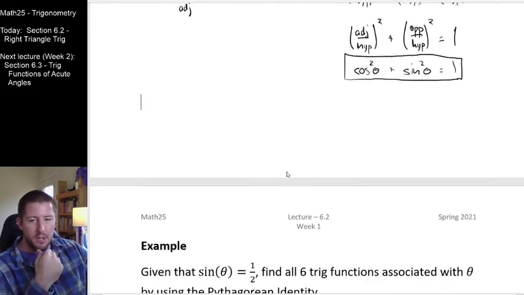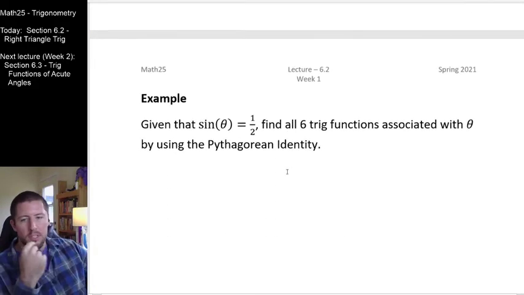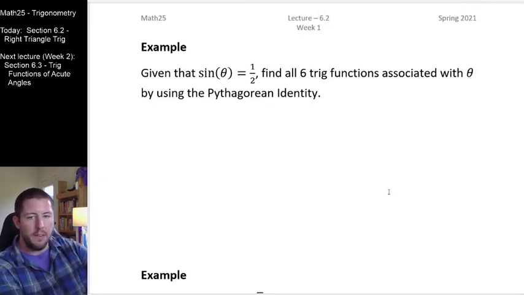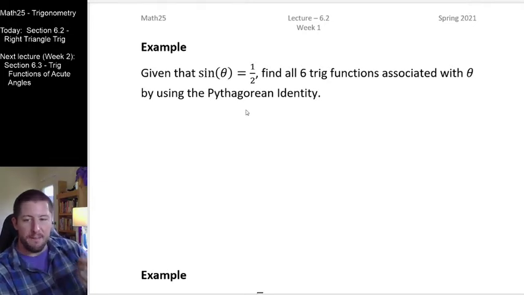For right now, I want to use this. Let's do an example that's associated with these guys that are right here. So let's do exactly what we suggested right here. Given that sine of theta is 1/2, let's find all 6 trig functions, but let's try and do this in a different way. Let's think a little bit differently right here, right? So specifically, I want to do this by using the Pythagorean identity. We'll use a different strategy for this in the next example that you can see coming up down there, right?